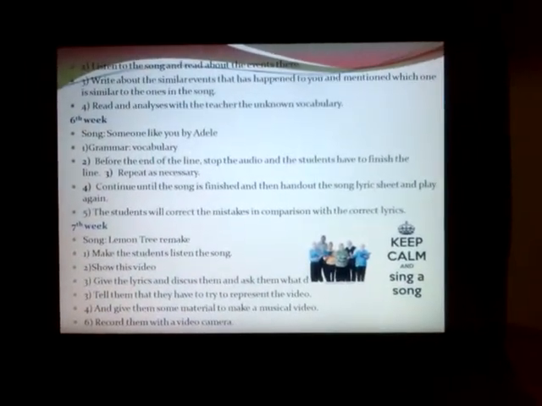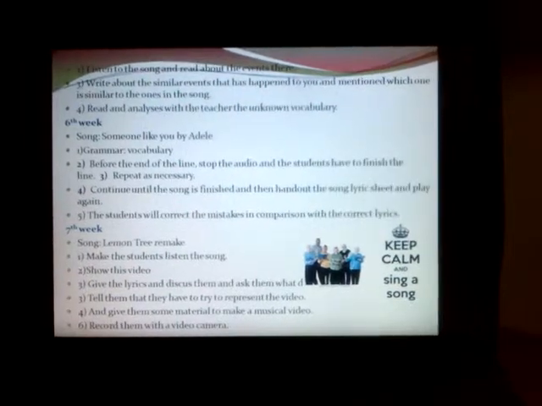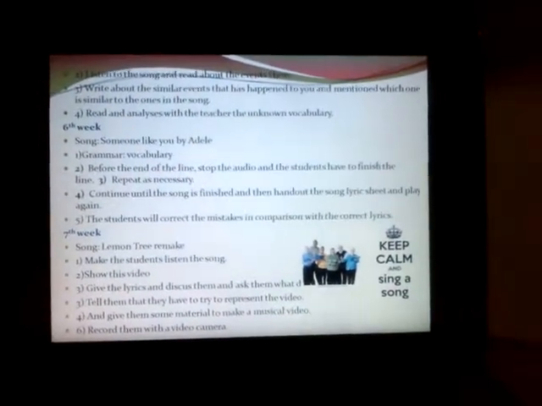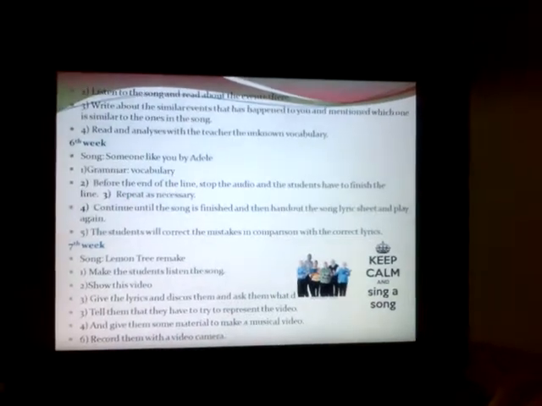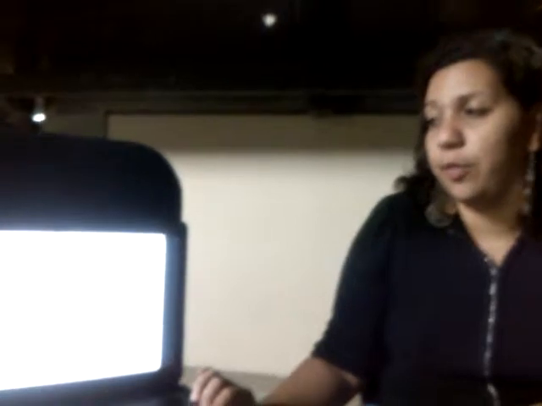Then we tell them they have to try to represent the video with actions. They could use any material to represent what the song was saying, okay. And then we record a video with them. This is possible. It's a fun activity. They could perform different things there, and they could do many things.